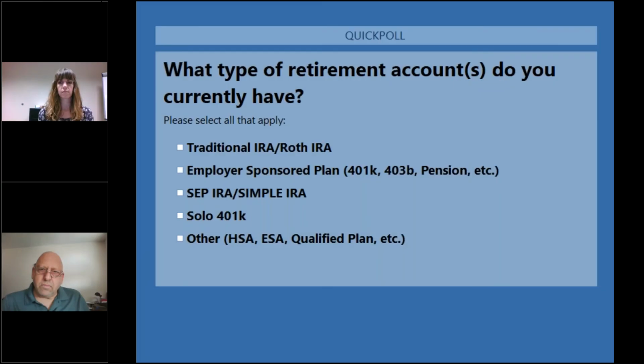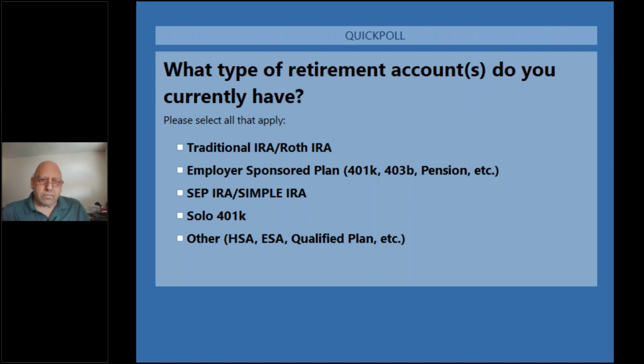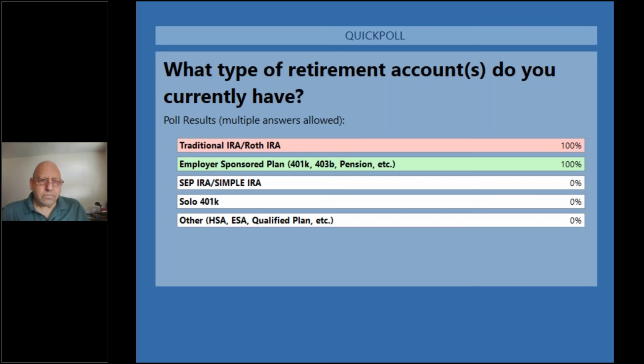So the first thing that we'd like to know is what type of retirement accounts do you currently have? So I'll get that out there right now. Okay. So we'll close that one out. I'll share the results. And we've got most people either with a traditional or Roth or some form of employer-sponsored plan, which is pretty typical. So moving on.